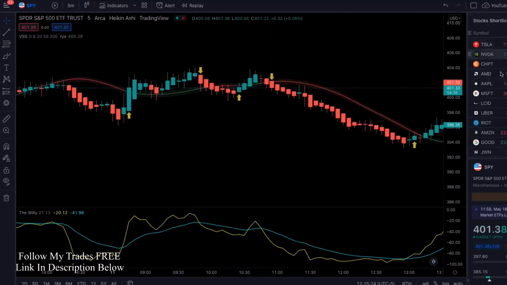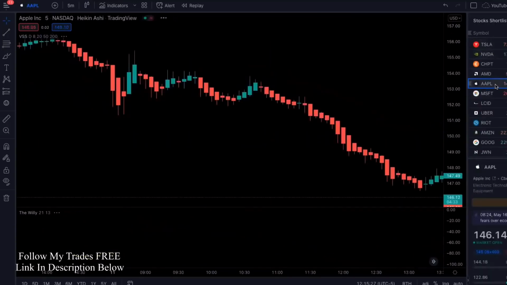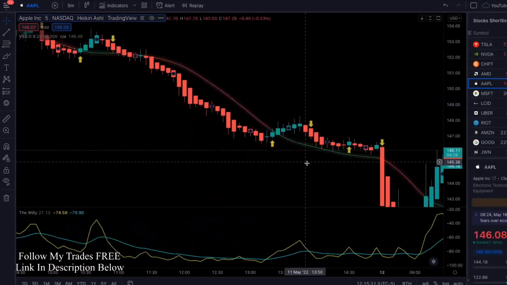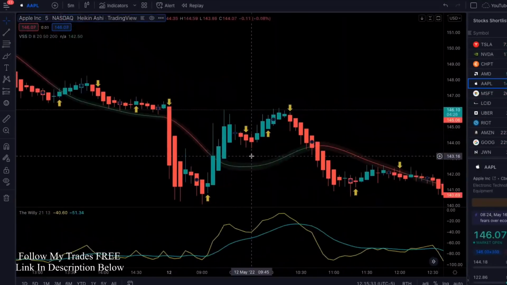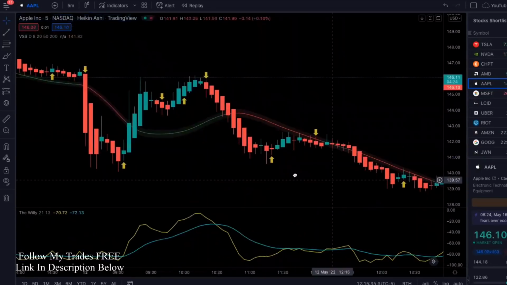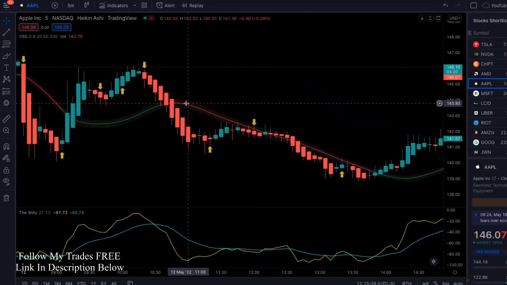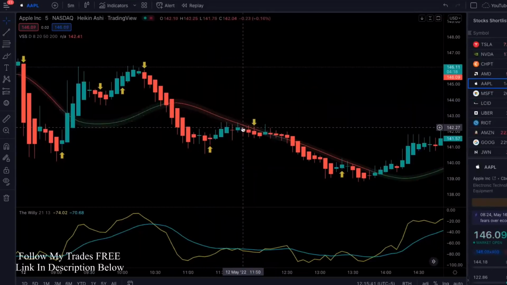One of the things that I really like to trade is Apple. So let's see if this has some good signals for Apple, right? You got to make sure everything lines up. This wouldn't have been bad. You see the line going down, right?